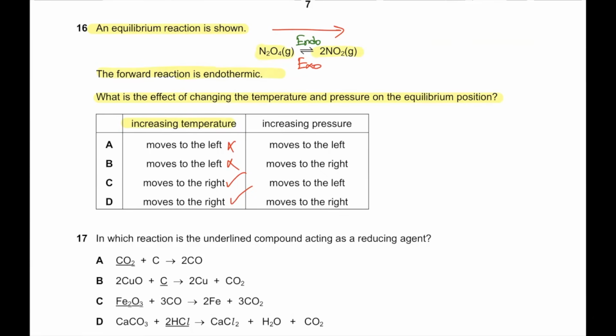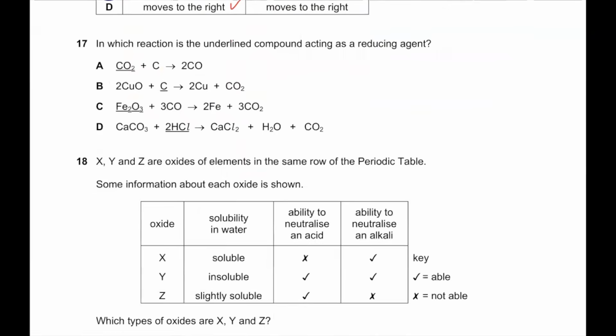Increasing pressure. We can see there is 1 mole on the left hand side and 2 moles on the right hand side. Increasing pressure will favor lower volume. So it will move towards the left. So for question number 16, C is the correct answer. Question number 17.